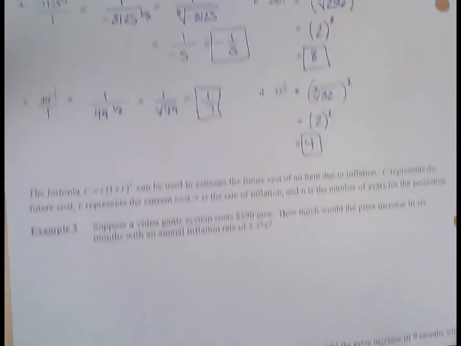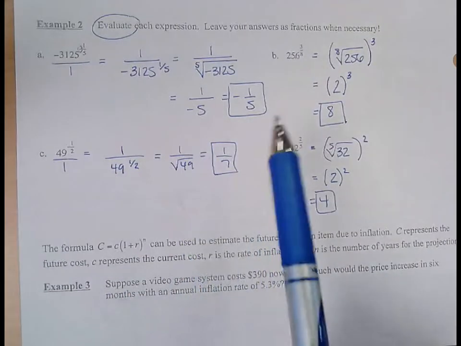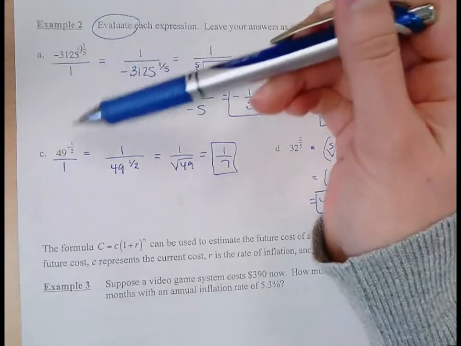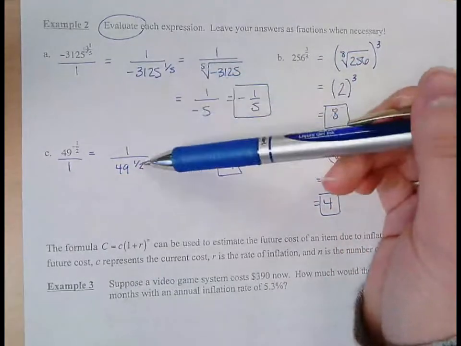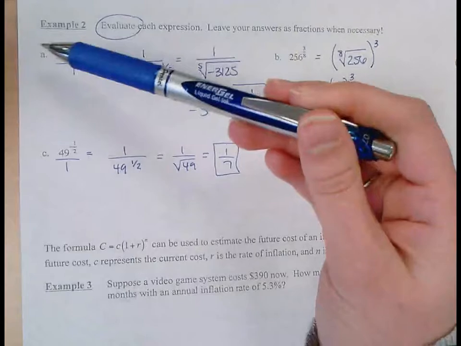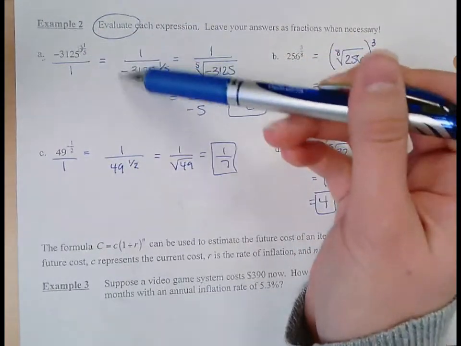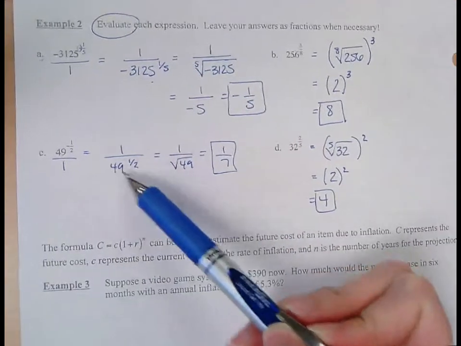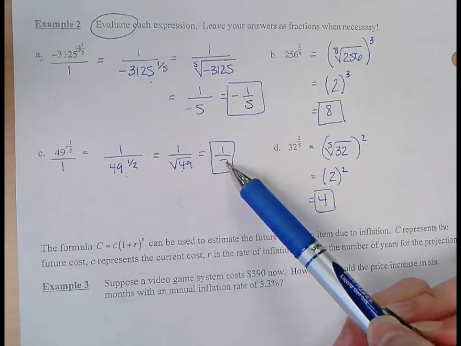So if you are confused about A and C, because for A we had negative 1/5. When you have a negative exponent, by bringing the term to the denominator, you make the exponent positive. So that gets rid of that negative. The reason A was still negative is because the 3,125 was negative. So with C, you just have 49 to the positive 1/2, which is the square root of 49, which is positive 7.